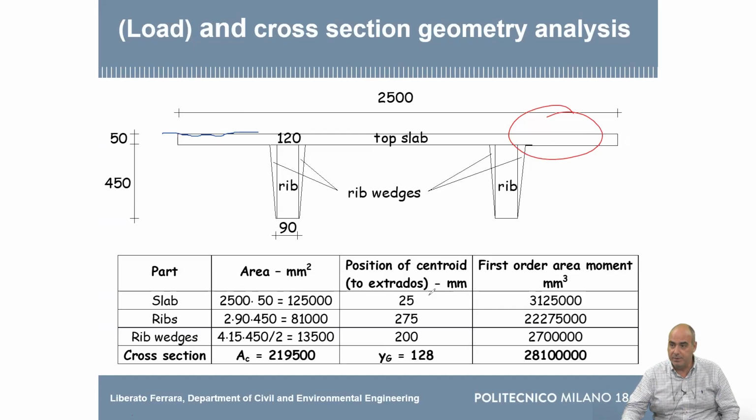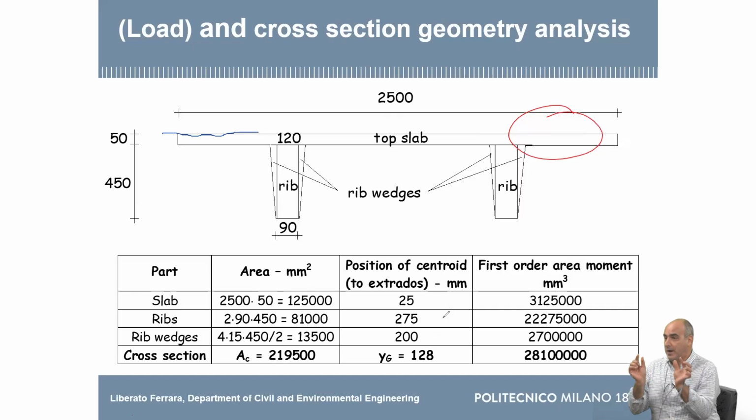If you multiply the position of the centroid by the area, you get the first order area moment. So this column here is simply the first column multiplied by the second column, in an Excel way of thinking. Then you have the ribs. The ribs are 2. They are rectangles, 90 millimeters wide, 450 millimeters deep. Their centroid is positioned here at mid of their depth. So you have to go down 50 plus half of 450, which is 225. 50 plus 225 is 275.